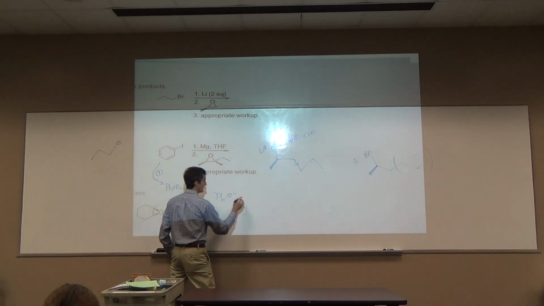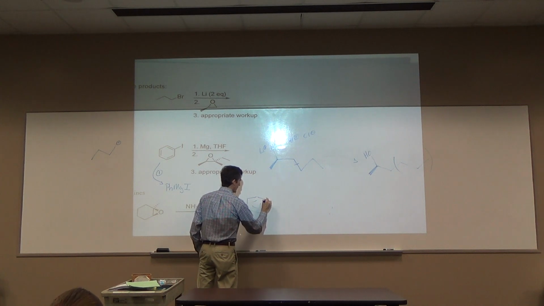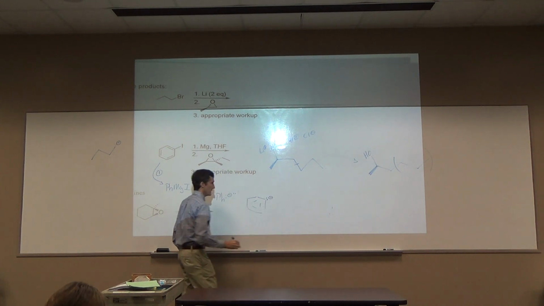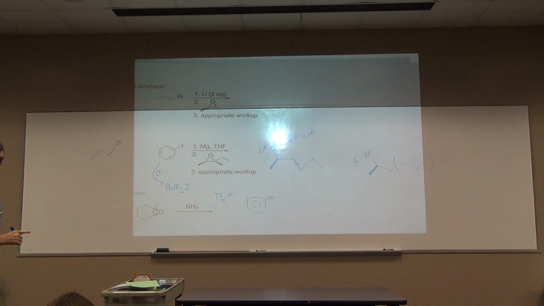That's kind of condensed. Let's draw it out more completely. One of these carbons is an anion. Now this is an sp2 carbanion. But you can also do Grignards with aromatic rings like this. Okay? Very common.